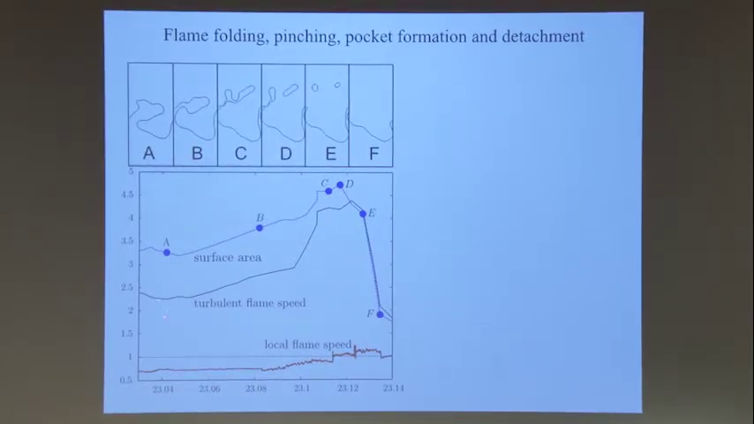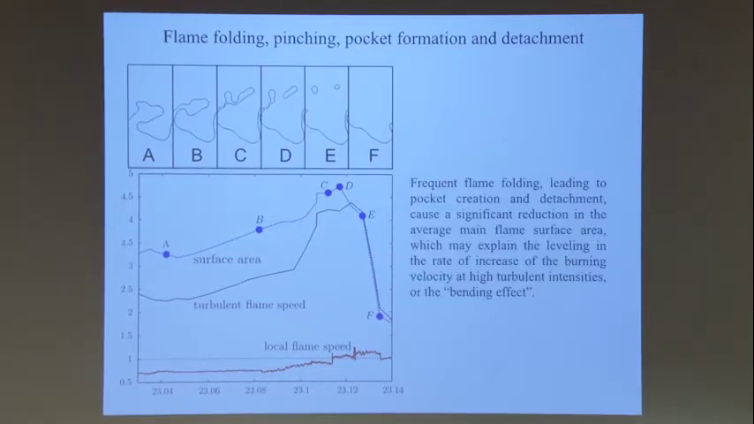During that event, the turbulent flame speed increases. Of course, the surface area also increases. Note that the surface area increase is larger than the turbulent flame speed increase due to the stretching that I mentioned before. And then after the small flame segment that detached from the flame has disappeared, the flame speed drops.